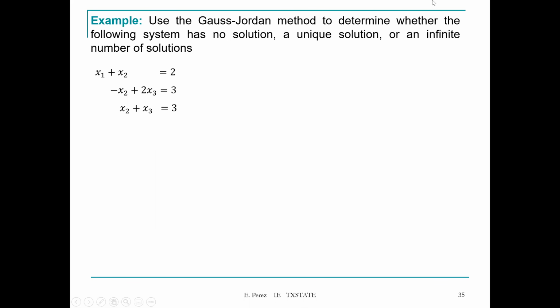So let's work with this example. We're going to use the Gauss-Jordan method to determine whether the following system has no solution, a unique solution, or an infinite number of solutions. The first thing we're going to do is write the augmented matrix for this problem.